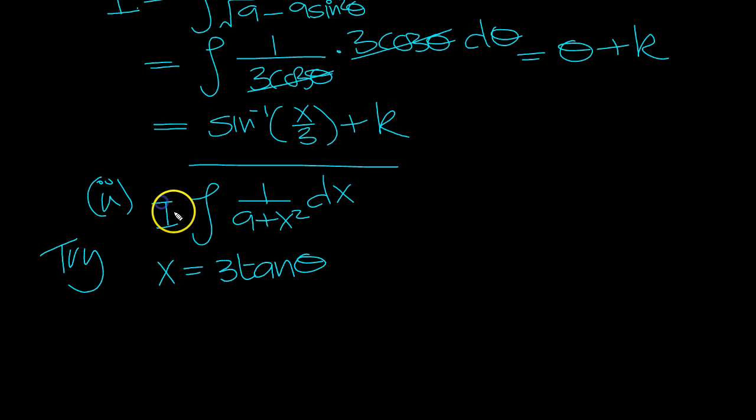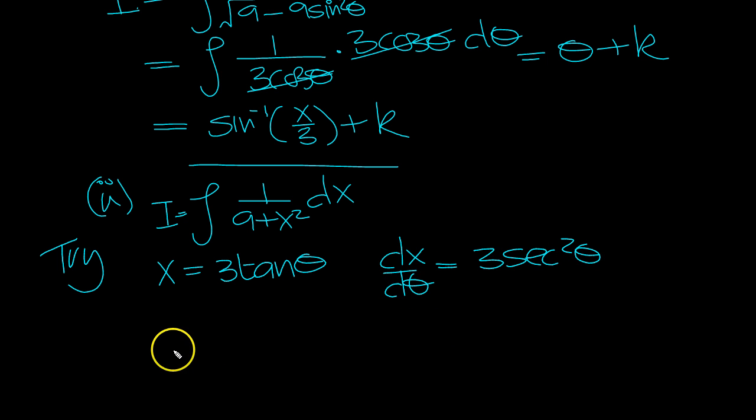So dx d theta will be 3 tan differentiates to sec squared theta. So we can replace dx by 3 sec squared theta d theta. So let's do that then. I is equal to the integral 1 over 9 plus this squared is 9 tan squared.